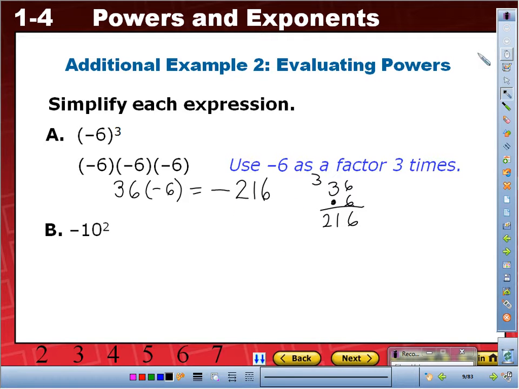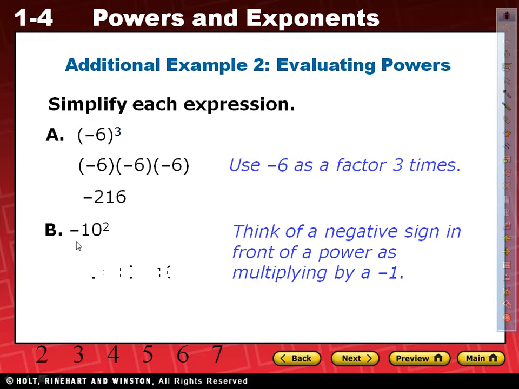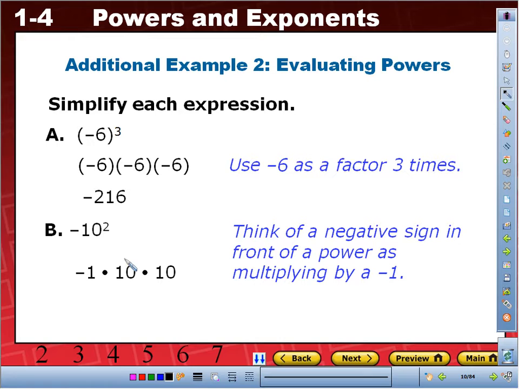Okay. Move on. You ever see what we did? Okay. Let's look at B. Be careful with this one. Do you see how the negative 10 is not in a parentheses? Can we rewrite it? Yes, this is negative 1 times 10 times 10. Do you see it? Check this out. Negative 1 times 10 times 10. Okay? This could be negative 1 times 10 to the second. Is that correct?